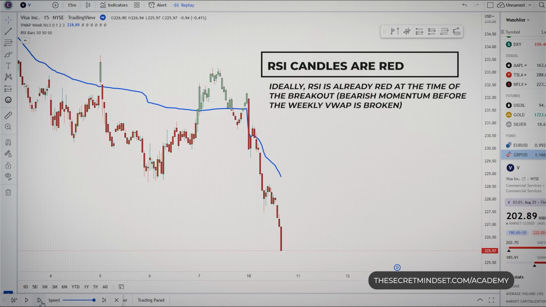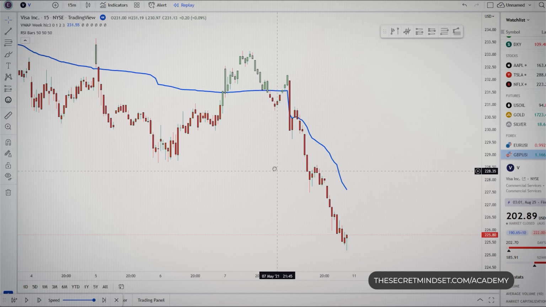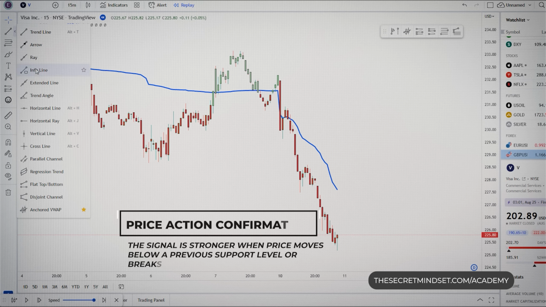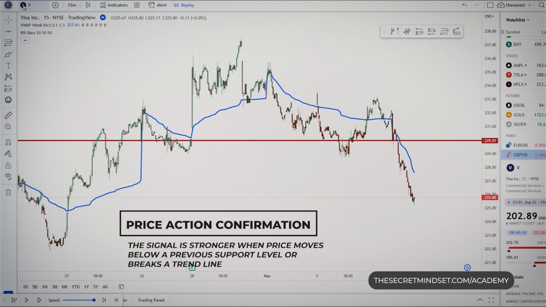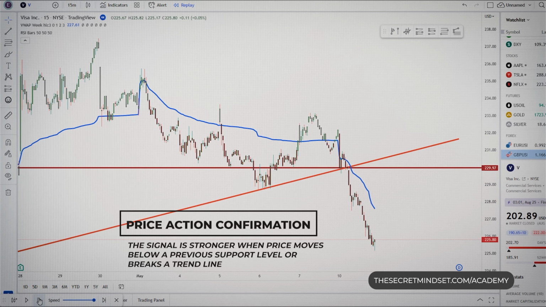If the candles are not red, you wait until you see the color change below the VWAP. And this short signal is stronger when price moves below a previous support level or breaks a trend line.